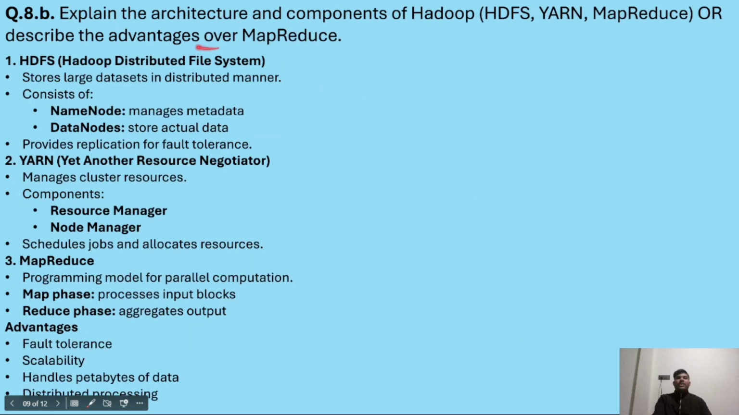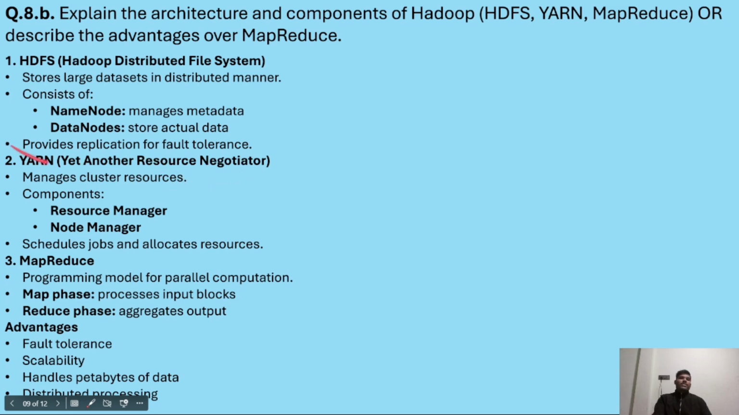Question number 8b. Explain the architecture and components of Hadoop: HDFS, YARN, and MapReduce, or describe Spark's advantages over MapReduce. So first we have HDFS, Hadoop Distributed File System. It stores large datasets in a distributed manner, and consists of the name node, which manages metadata, and data nodes, which store the actual data. It provides replication for fault tolerance.